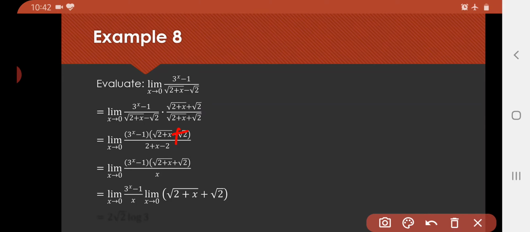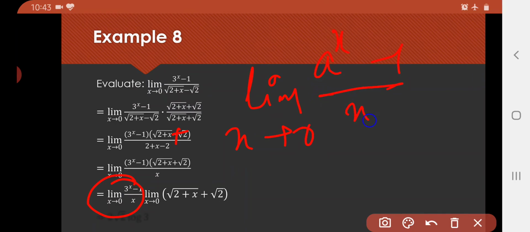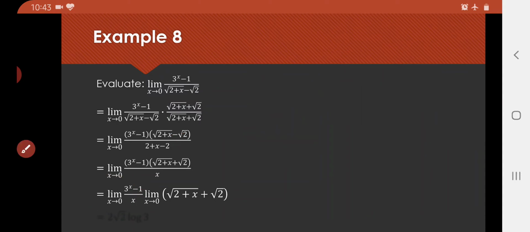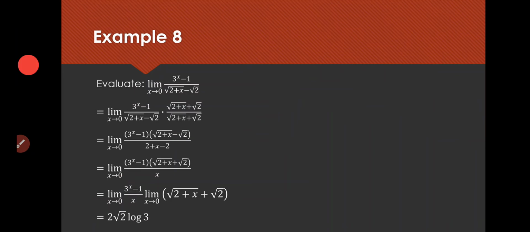Now (3 to the power x minus 1) by x, this particular limit is a standard limit. If you remember, limit x tends to 0 of (a to the power x minus 1) by x equals log a, if a is greater than 0. So 3 is obviously greater than 0, so this holds. Therefore this limit will end up becoming log of 3. And in the other one, I can directly put the value of x equals 0. So root 2 plus root 2 becomes 2 root 2. So therefore your answer is 2 root 2 log 3.